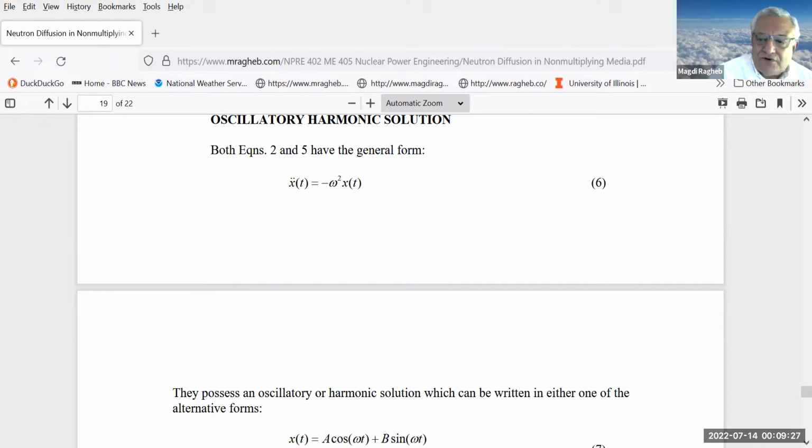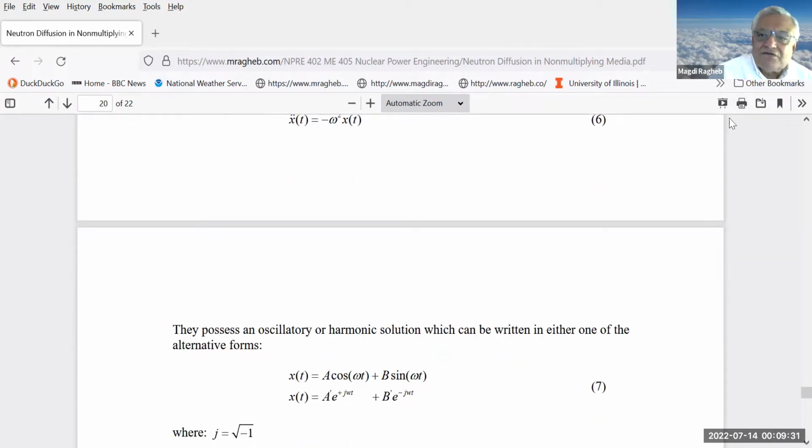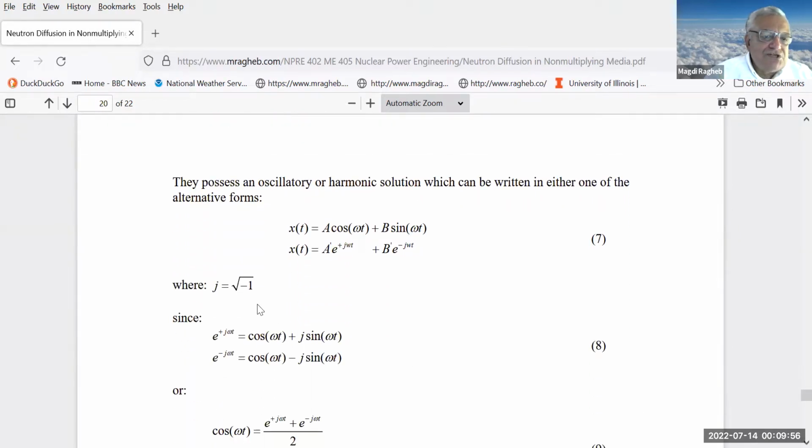And we know from mathematics in general that the system oscillating gives us a harmonic solution, meaning that the position of the mass takes a form A cosine omega t plus B sine omega t. And that's why we call it an oscillatory solution or a harmonic solution. Or we can write it in a form that takes the J factor or the I factor in mathematics.